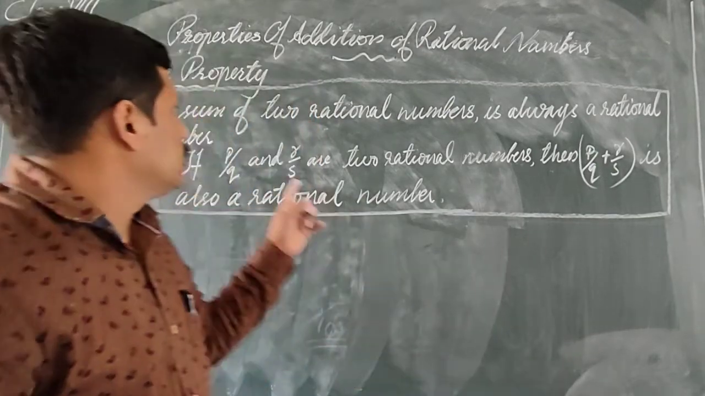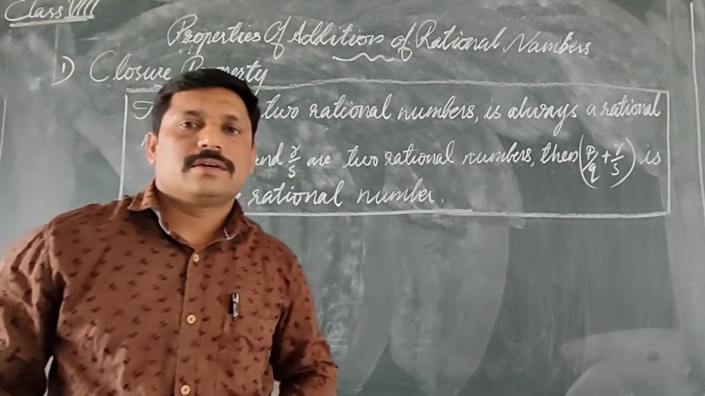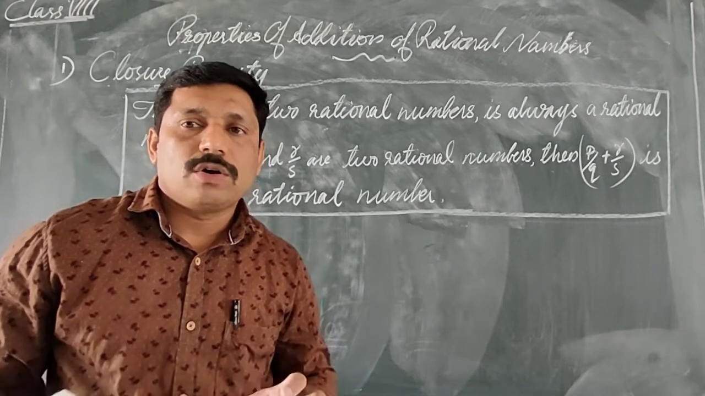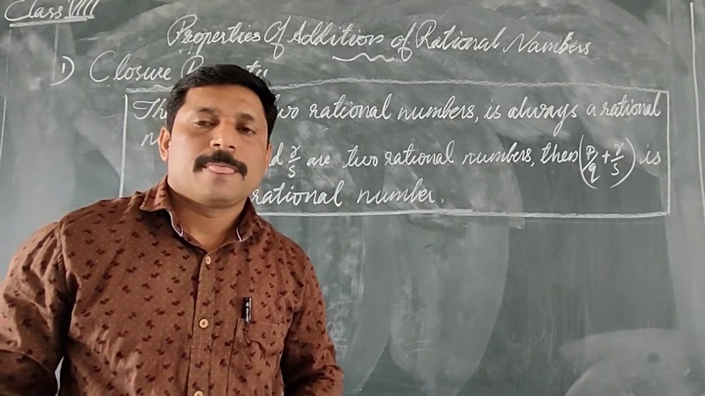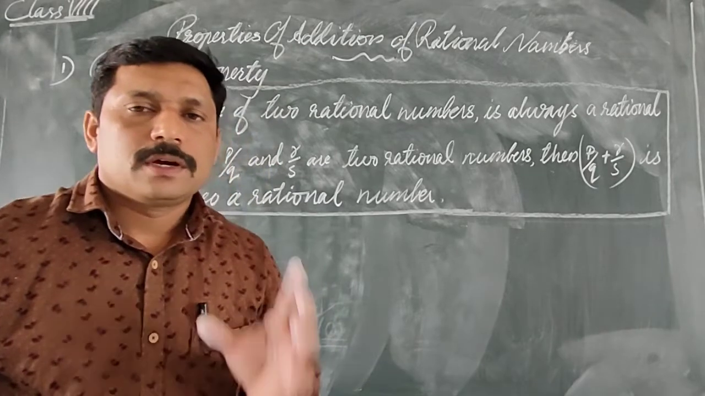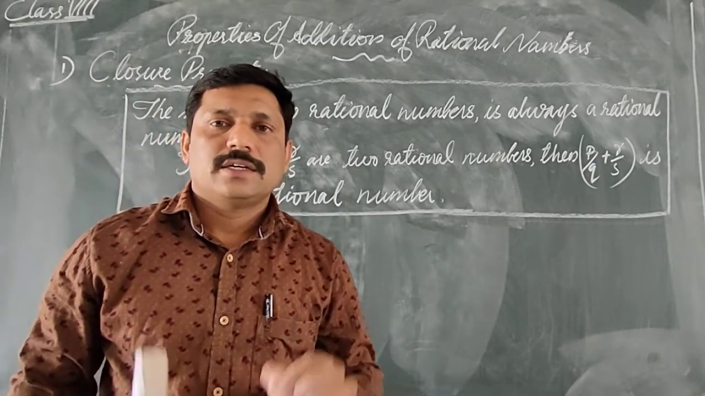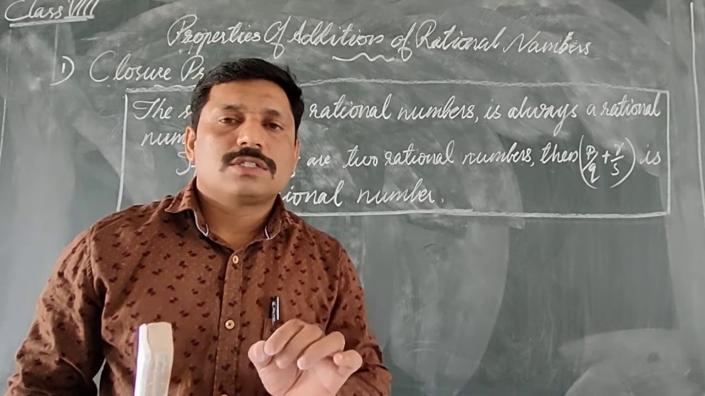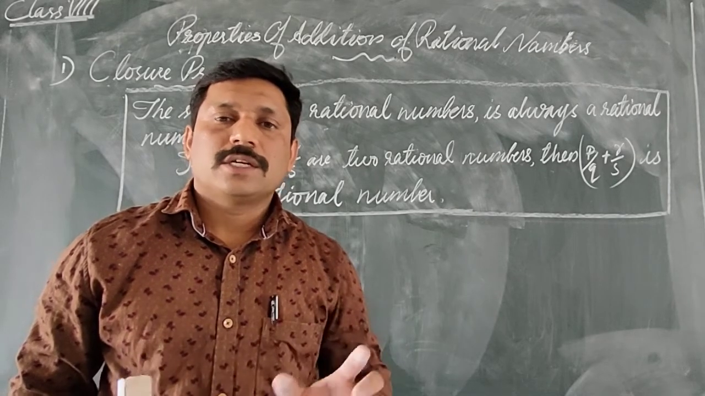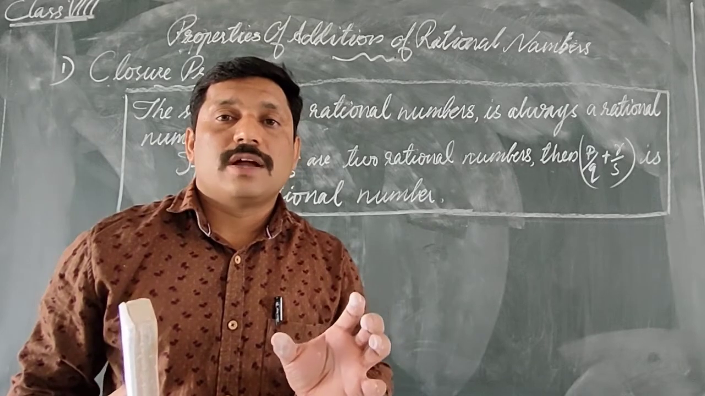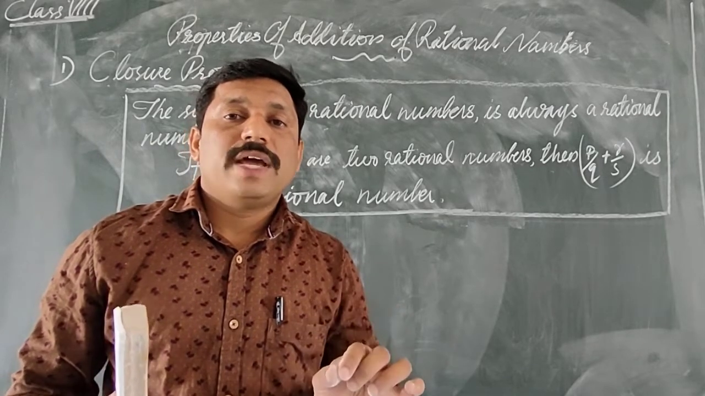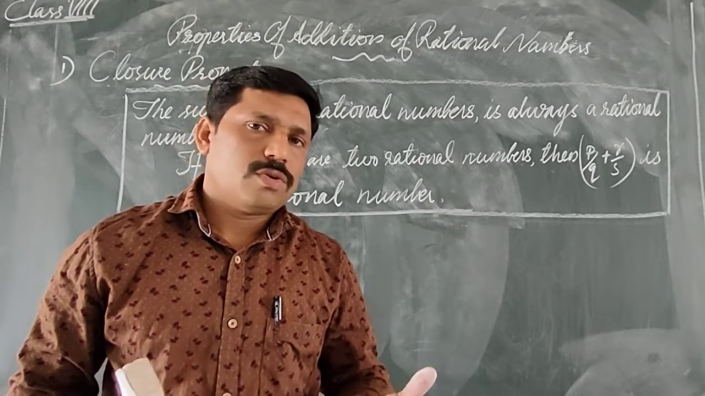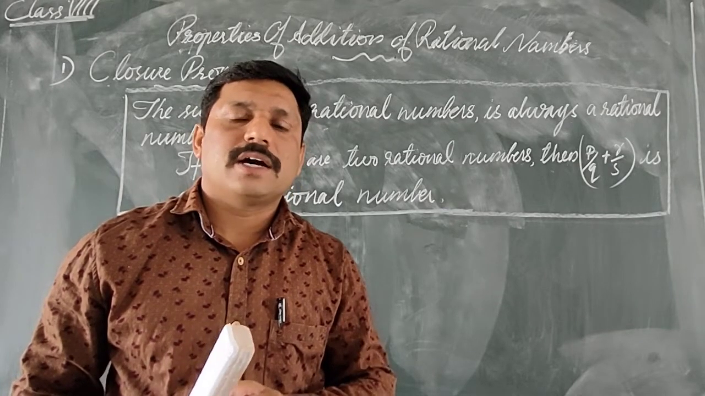The first property is the closure property. What do you mean by closure property? Closure property says that when we add two rational numbers, the result also will be a rational number. That means the sum of two rational numbers is always a rational number. Is it true or not? That we can check with the help of an example.